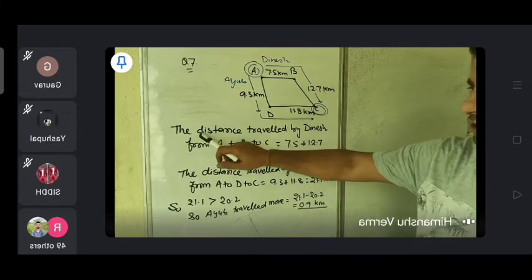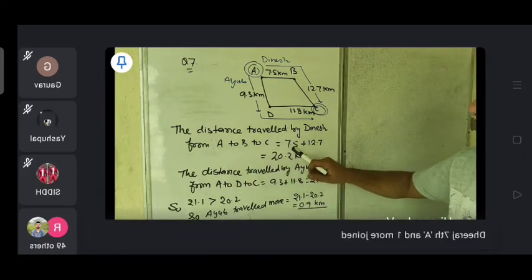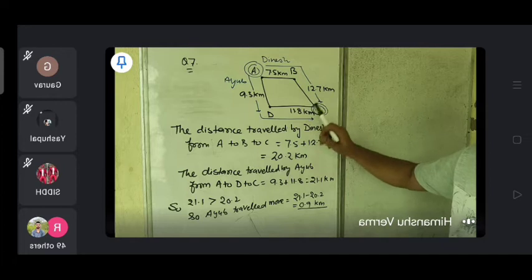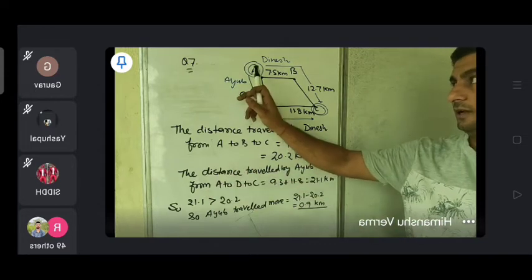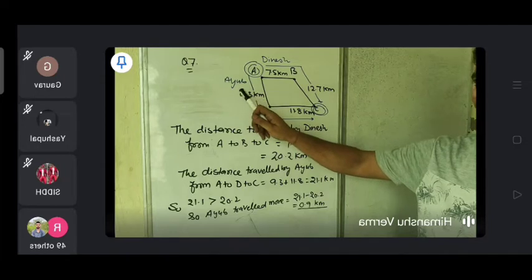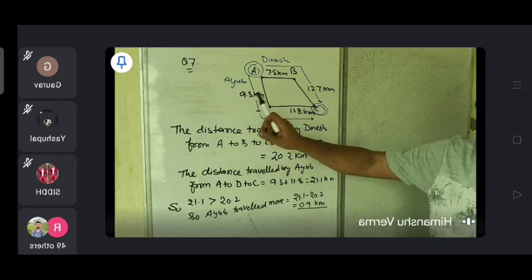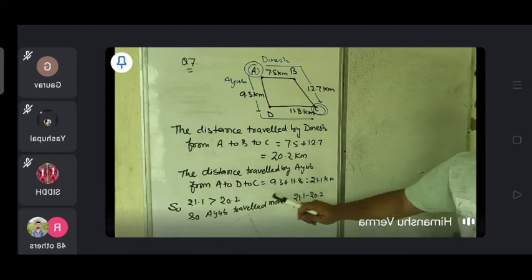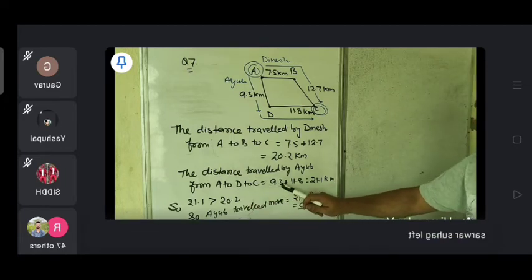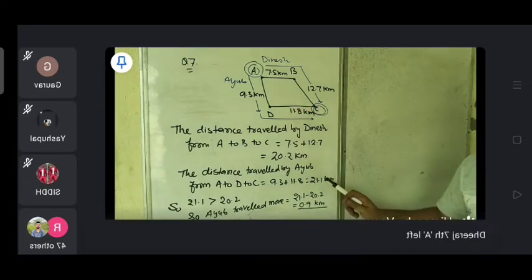So distance traveled by Dinesh from A to B then B to C is equal to 7.5 plus 12.7 and the total is equal to 20.2 kilometer. Okay, this is 20.2 kilometer. The next person is Ayub. Ayub traveled from A to D and D to C. Distance from A to D is 9.3 and D to C is 11.8 kilometer. So the distance traveled by Ayub is 9.3 plus 11.8. So their total sum is equal to 21.1 kilometer.